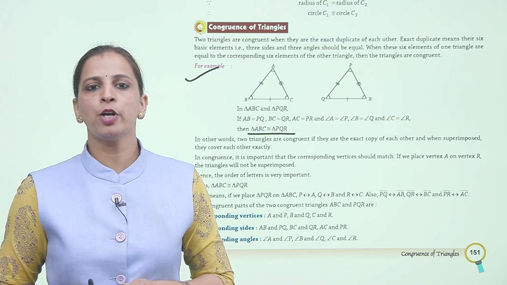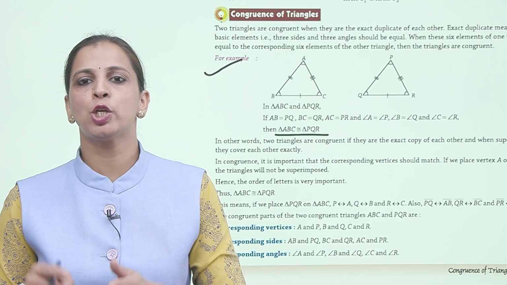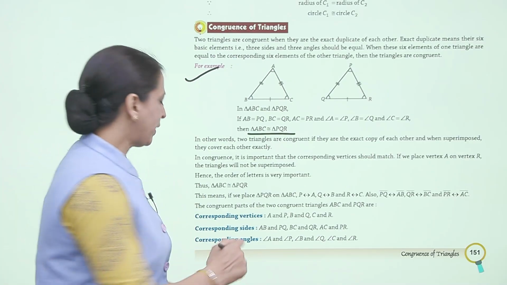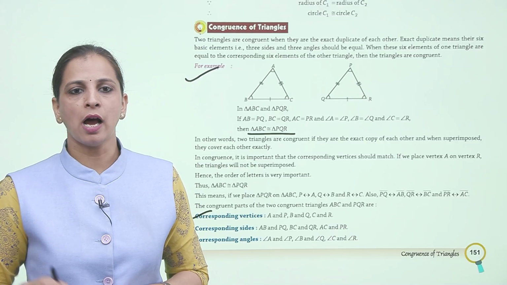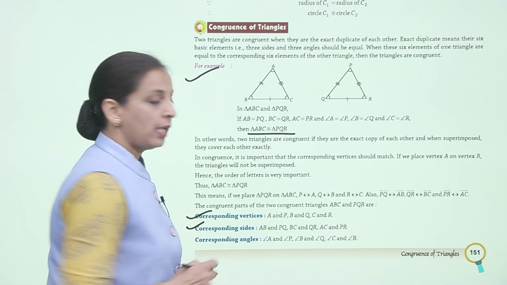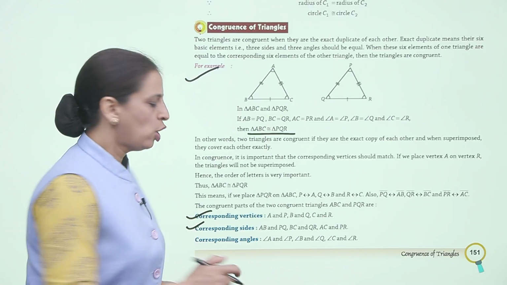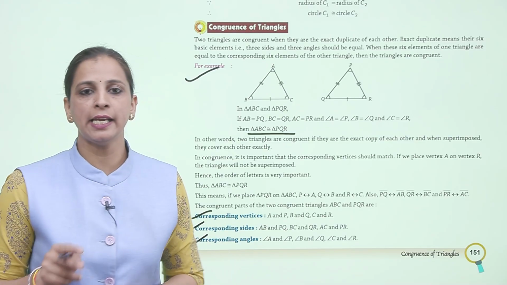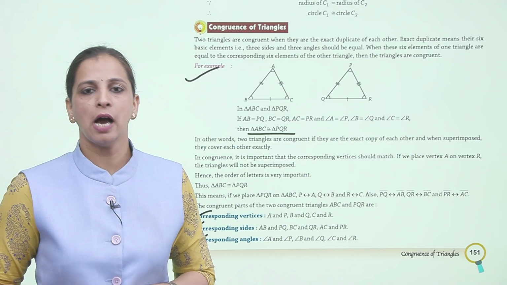The congruent parts of two congruent triangles ABC and PQR are: corresponding vertices A and P, B and Q, C and R. Corresponding sides AB and PQ, BC and QR, AC and PR. Corresponding angles, angle A and angle P, angle B and angle Q, angle C and angle R.